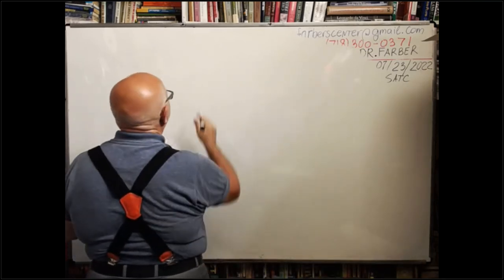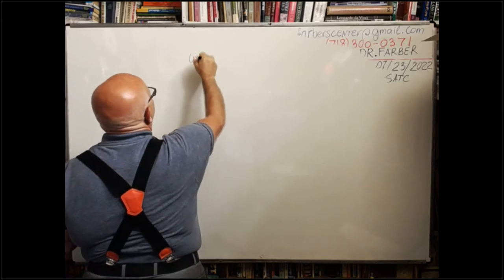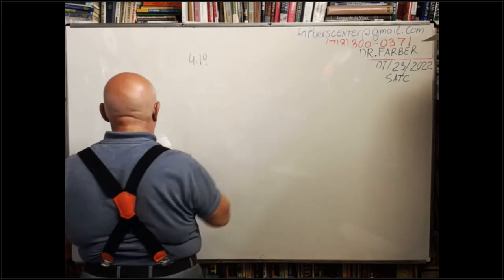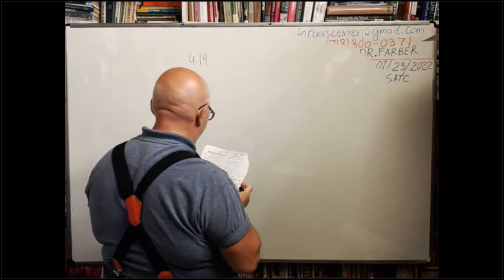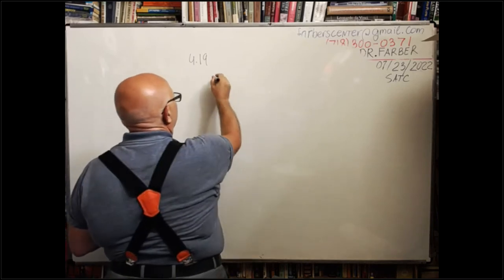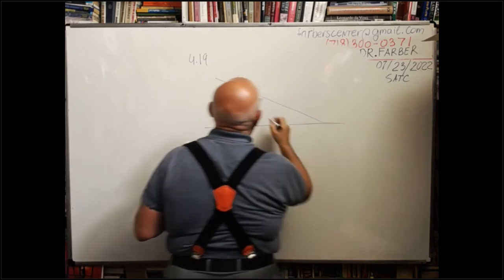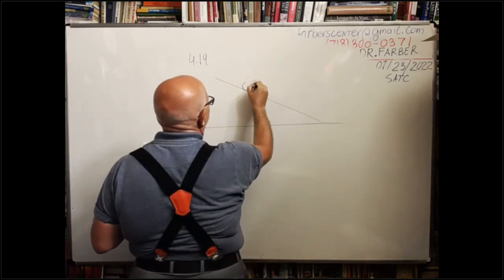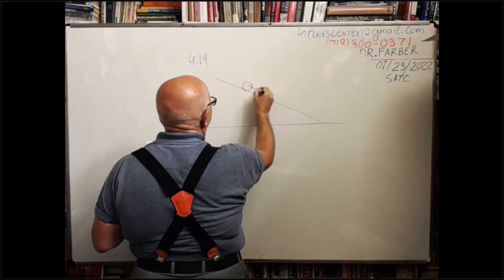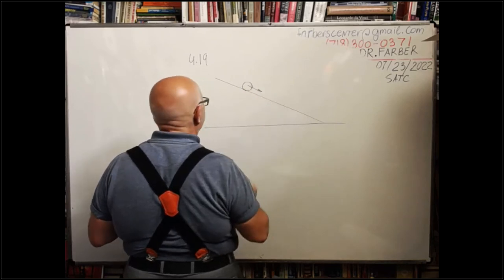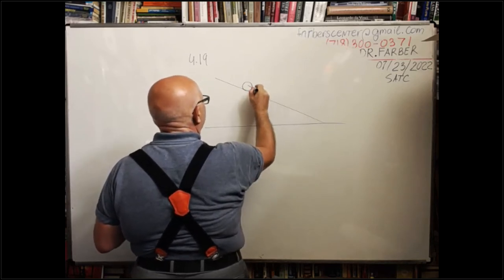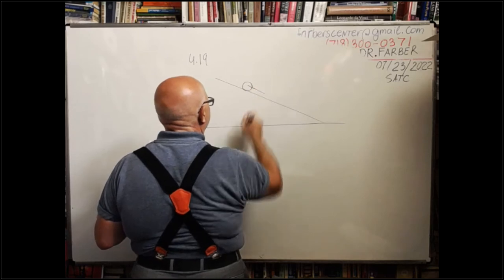This is 419. Okay, 419, we have a ramp. Let's make this ramp. And this is a ball, accelerating down. We make a little bigger, this direction.